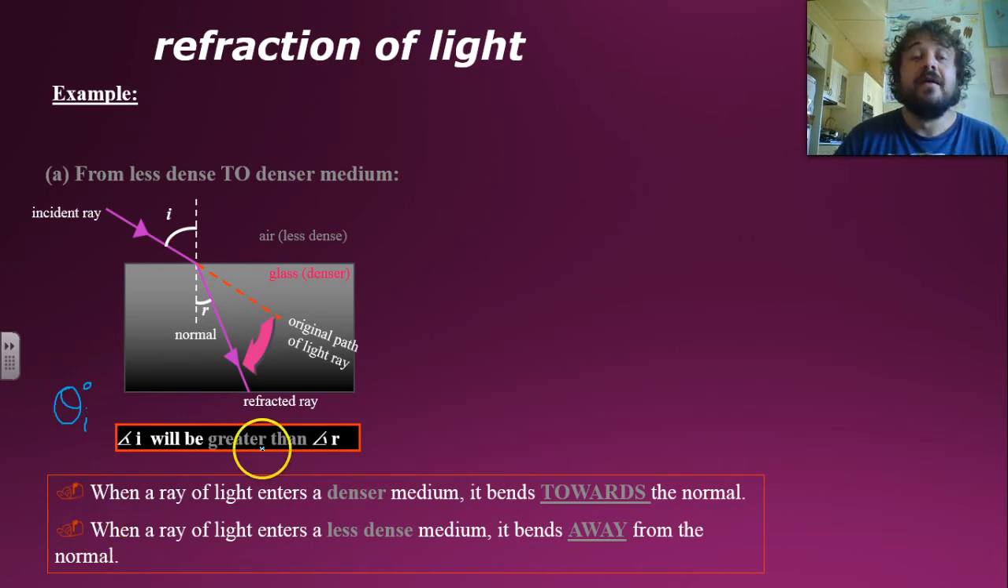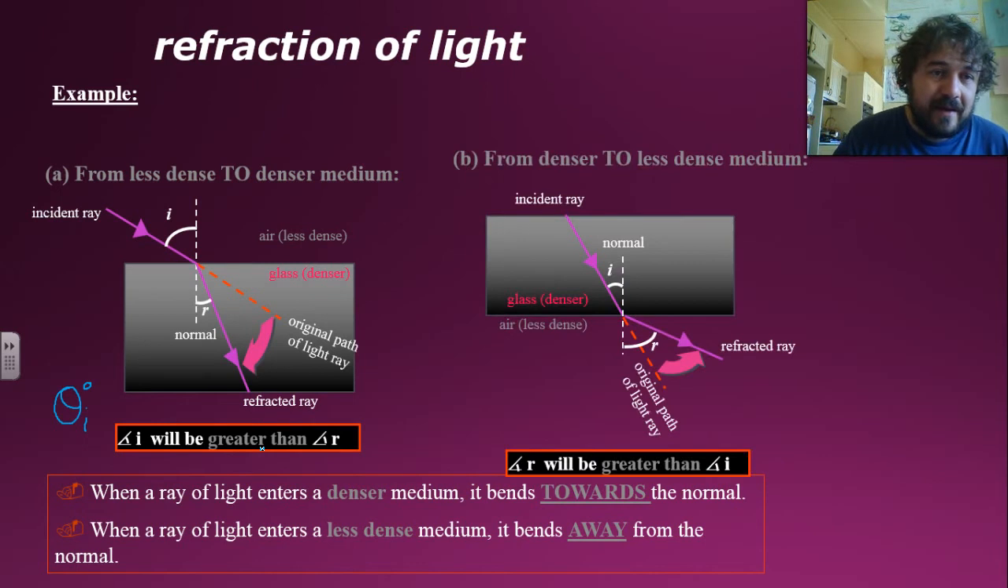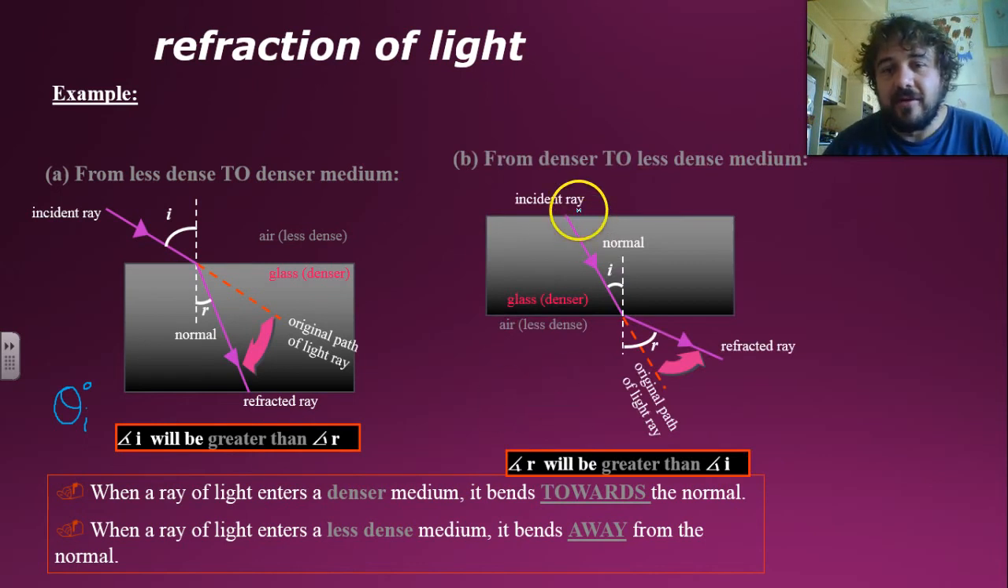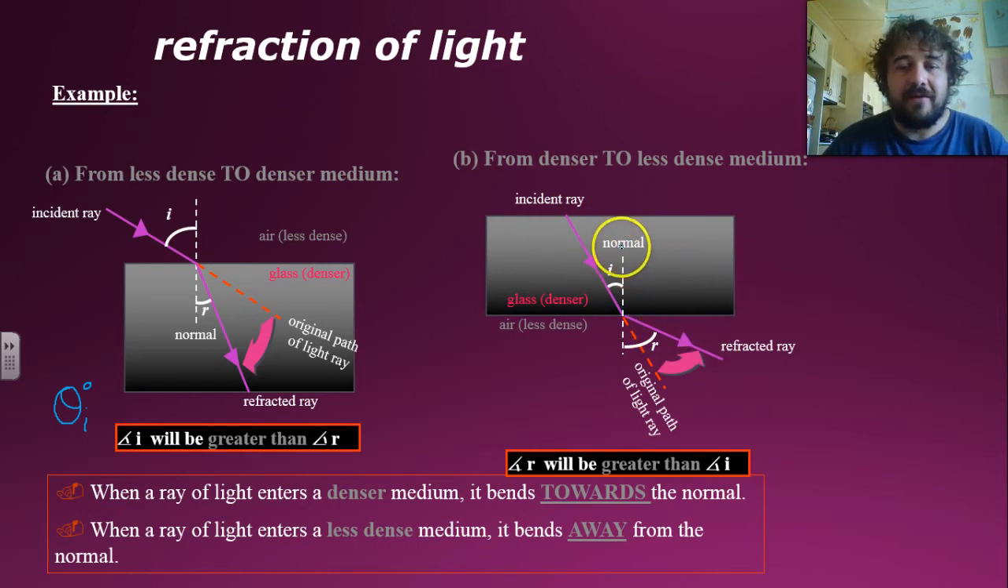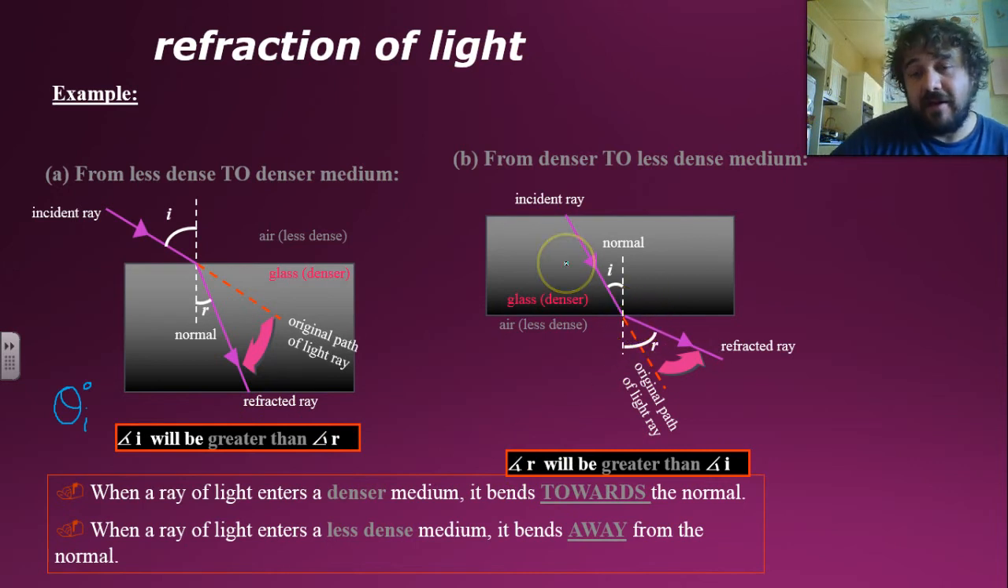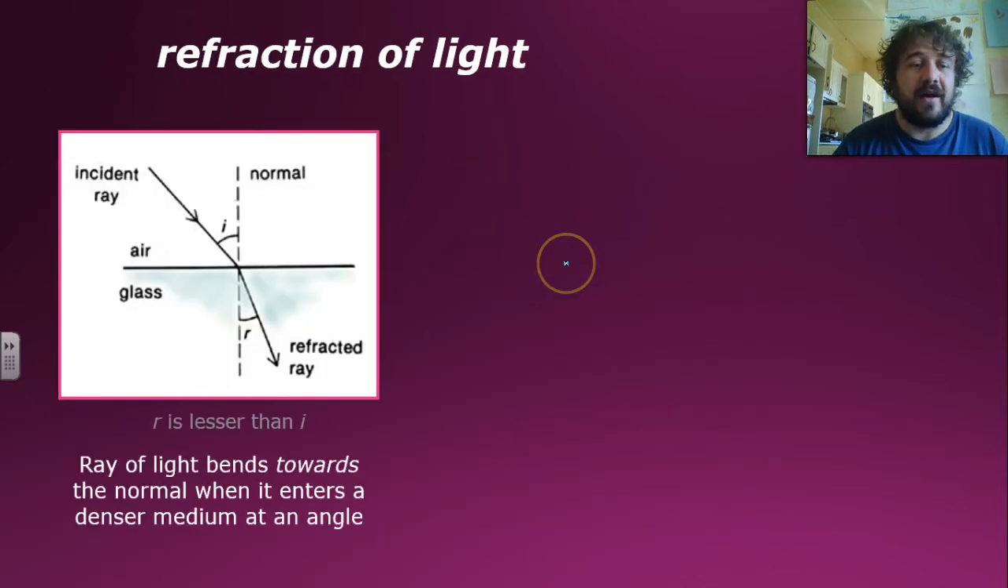Theta I will be less than theta R. And here, going from denser to less dense medium, it goes along the glass and then it bends away. But in this case, theta R will be greater than theta I. Okay, so refraction of light.